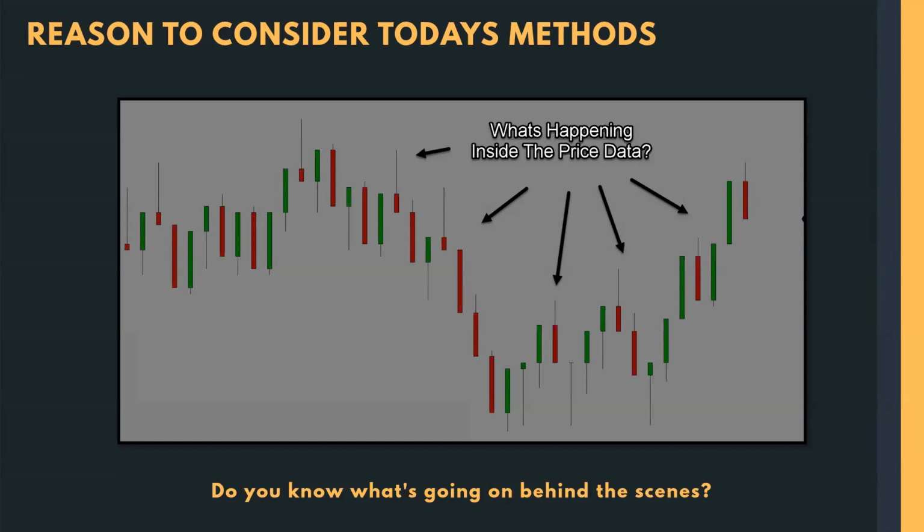So the question is what's really going on behind the scenes. When prices go up and when prices go down, most people are just waiting for something to happen. But in truth, there's a process taking place behind the scenes, and that's what order flow aims to do. It aims to help us uncover that information.